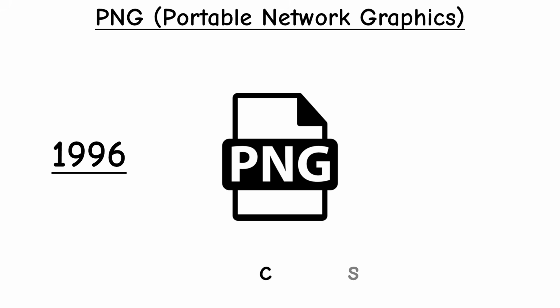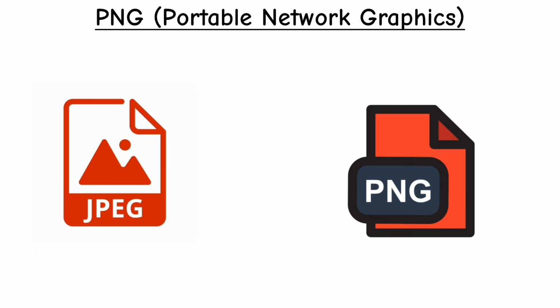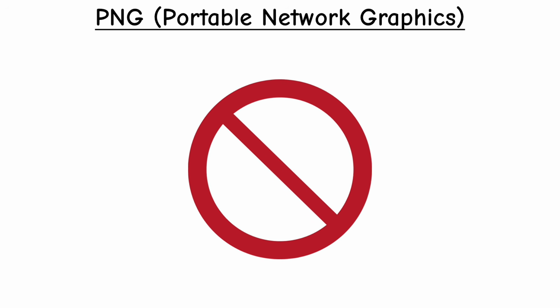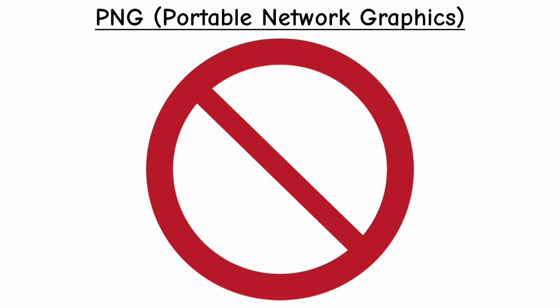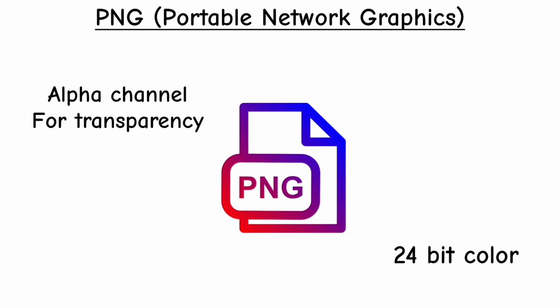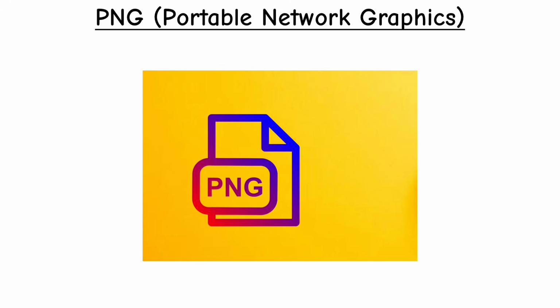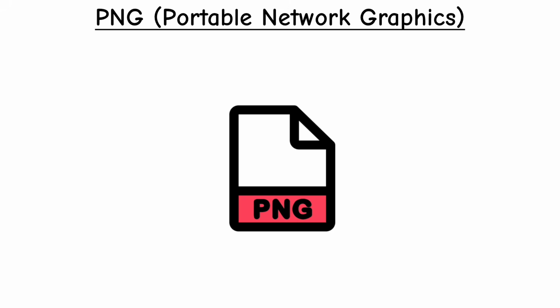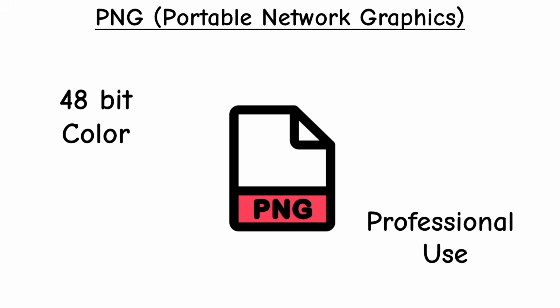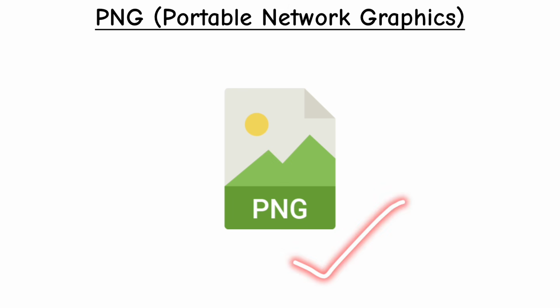The key difference is that PNG uses lossless compression, so every pixel of the original image is preserved. That makes the files bigger than JPEG, but also sharper and cleaner, which is why designers rely on it for graphics where detail matters. PNG supports the same 24-bit color as JPEG, but adds an 8-bit alpha channel for transparency, which means smooth edges, glowing shadows, and images that can blend seamlessly into any background. It doesn't stop there. PNG can even handle 48-bit color for professional use. Today, whether it's logos, icons, or any graphic that needs transparency and precision, PNG is still the trusted choice.